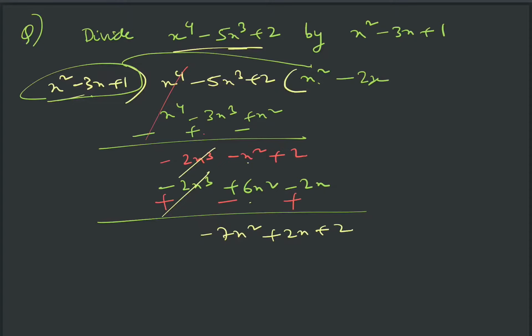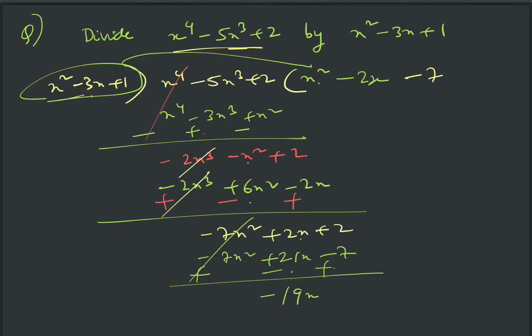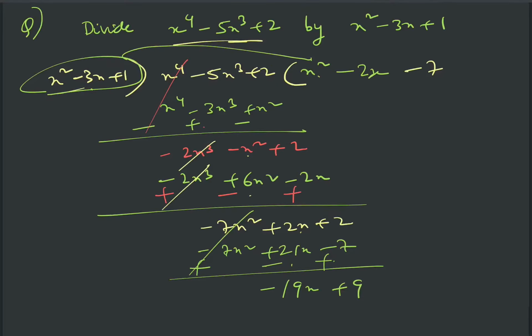And again you ask yourselves the question, what do you need to multiply x square with to get minus 7x square? So you will get the answer that you need to multiply with minus 7. So then you will get minus 7x square, minus 3x into minus 7 is plus 21x, and minus 7. Again this is plus, minus and plus, this gets cancelled. Minus 21x plus 2x is minus 19x, plus 7 plus 2 is plus 9.